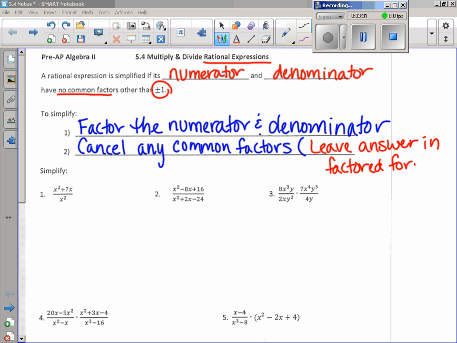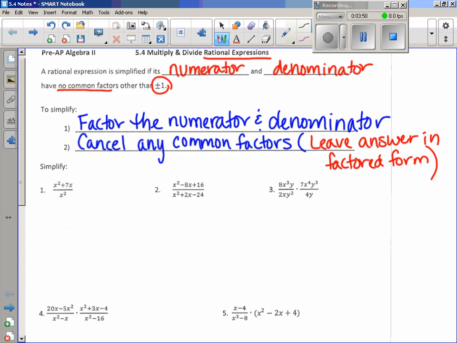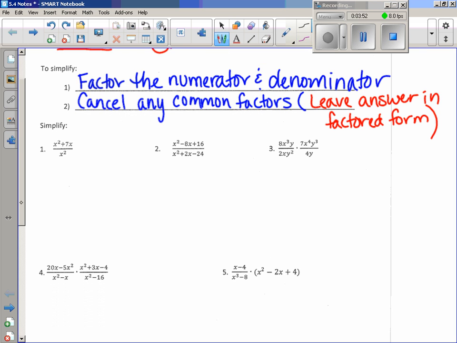I do not want you to multiply it back out because number 1, that's a lot more work. And number 2, if we all do the same thing, that makes life so much easier on me when I'm grading. So I'm going to let you leave your answer in factored form so that you don't have to do extra work, okay?